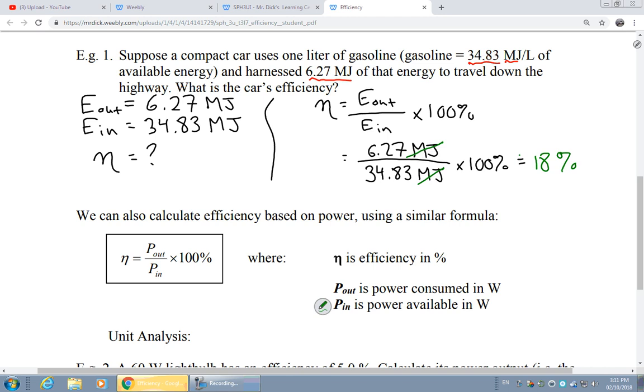18% efficiency, which is just a way of saying that only about 18% of the energy that is pumped into the car is actually converted directly into what we were trying to use the car for, specifically getting kinetic energy in this case. So that means the other 82% is just going to waste energy. It's not actually being used for what we want to get out of the car.